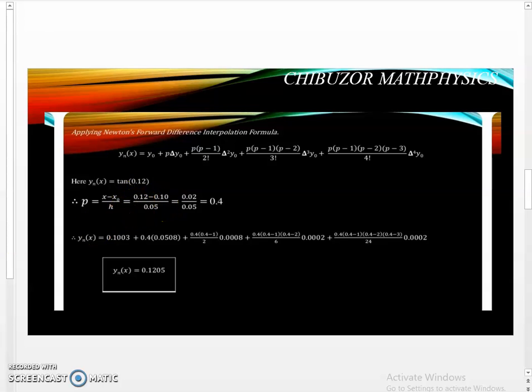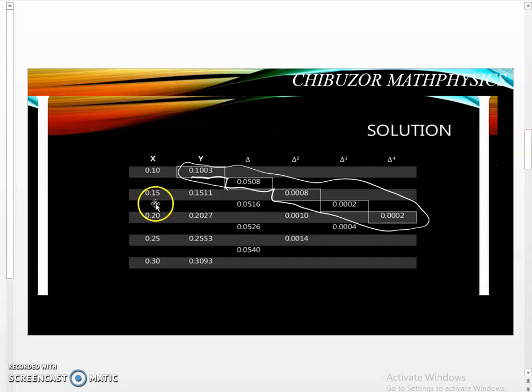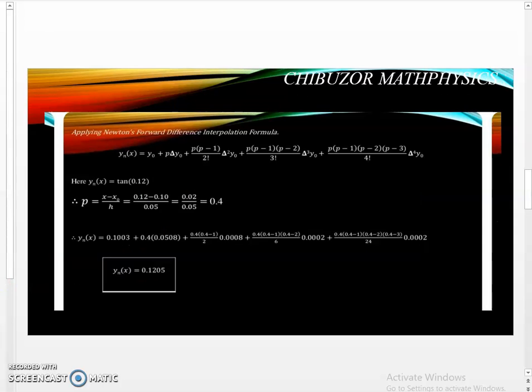Divide this by h. H is simply the interval, so 0.15 minus 0.10. If you check the interval of these two, it is 0.05. So 0.05 is the interval that we are given in the table. So evaluate these two things, you will get 0.4. So our value for p is simply 0.4. Plug in this value in the formula.